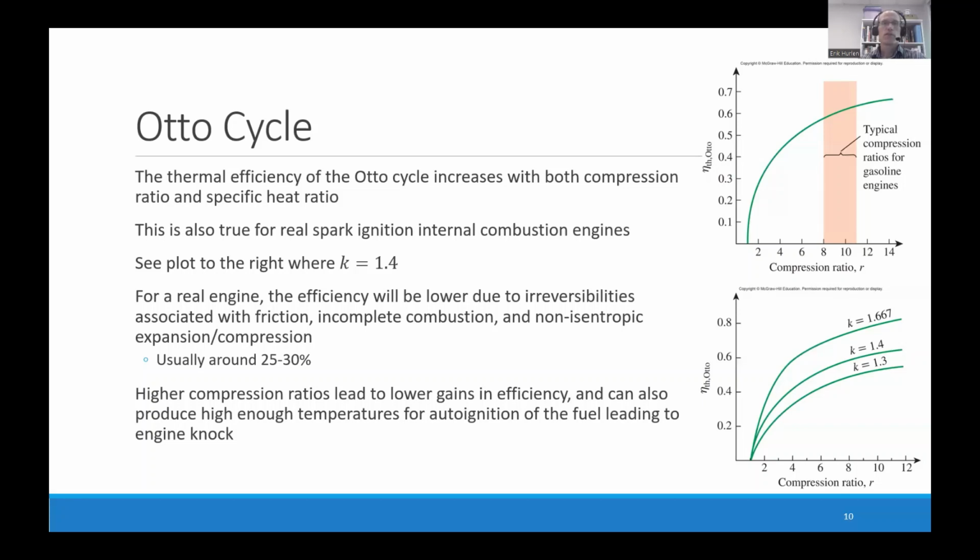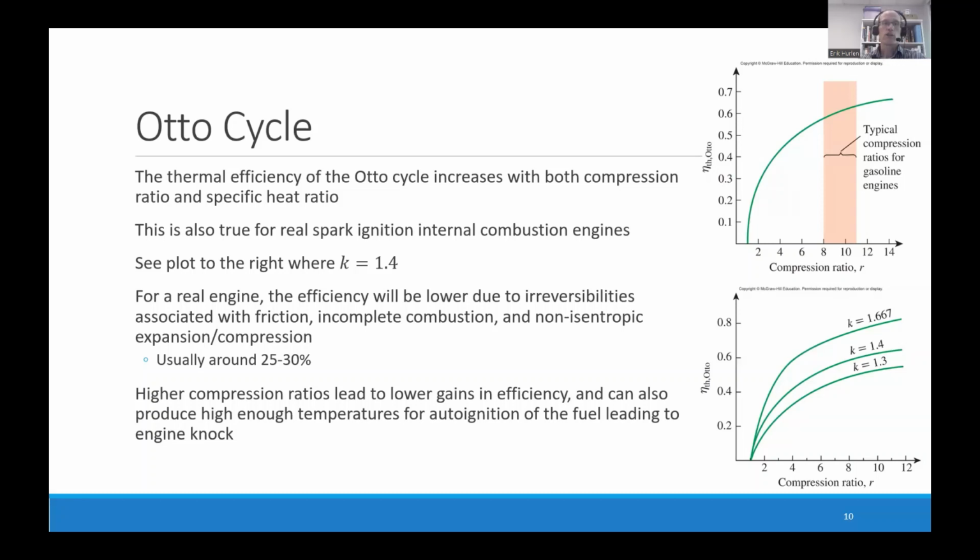In real life, the efficiency is usually only about half of this idealized value, around 25 to 30%. This is due to the inherent irreversibilities and other energy-sapping inefficiencies that real life has to offer. Compression ratios higher than around 11 are not seen very often for a few reasons. First, it can be seen that the curve begins to flatten out around this value, so the efficiency is not increased as much for higher values.